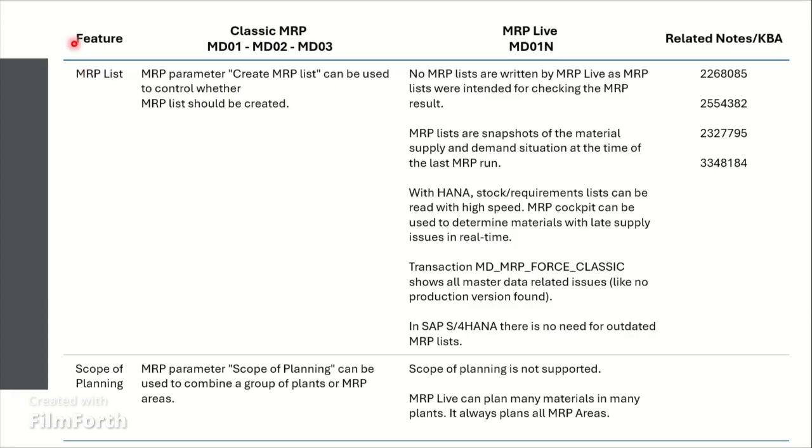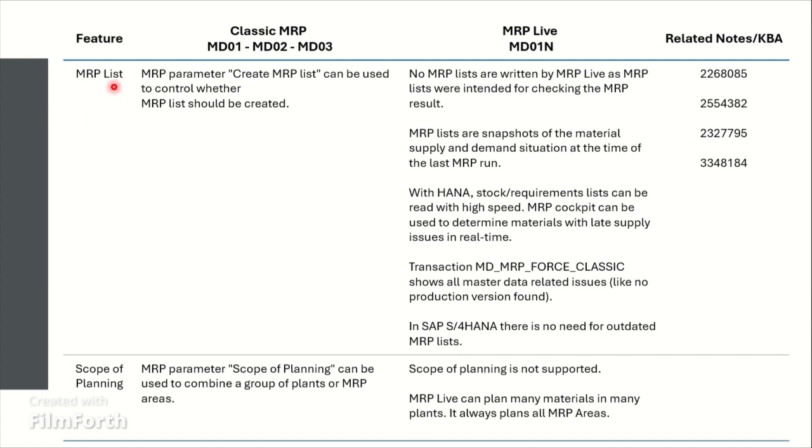Now to start with, we do have a few columns in this slide. As you see, the first one is the feature that we'll be comparing with the classic MRP and the S4HANA MRP, or the MRP Live. And on the other column, we have the supporting notes or the knowledge base articles pertaining to this particular feature. So let's start with the first feature, which is the MRP list.